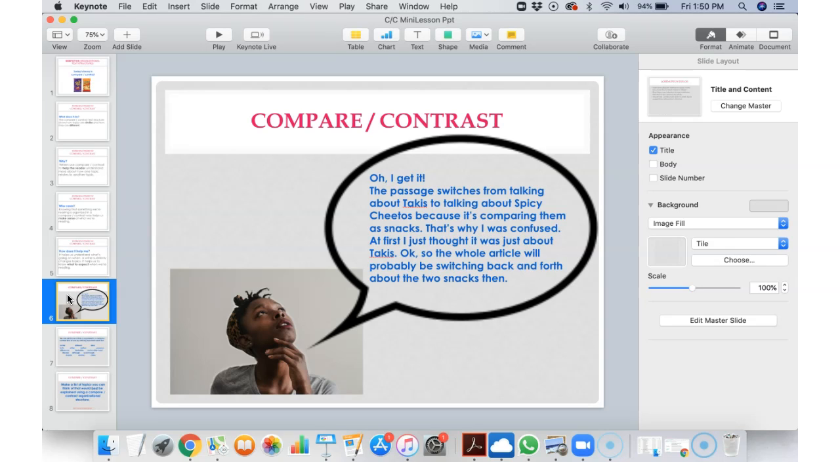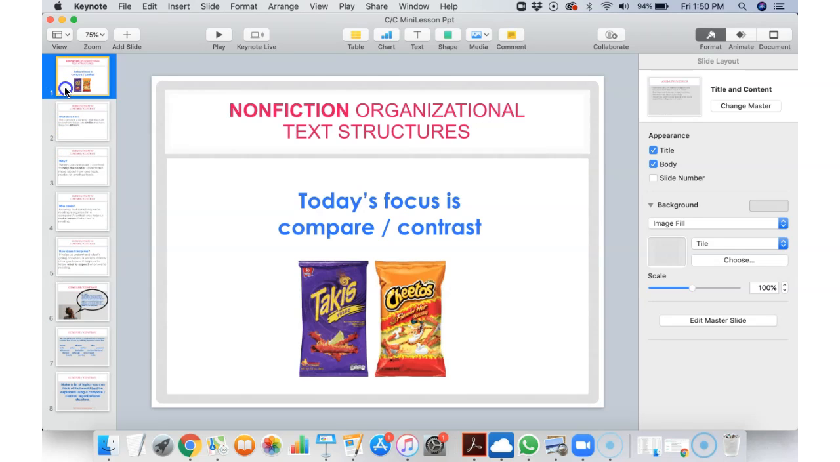So you might be thinking, oh, maybe that's why I was confused. At first I just thought the article was about Takis. And so now I know the whole article is probably going to switch back and forth about the two snacks, right? Now we don't have an article here about Takis and Cheetos. This is just a hypothetical situation, but it's like those times when you're reading something, you're thinking, oh, it's an article about this, and then suddenly the writer changes, and you're like, wait, what? Where did that come from? And so if you know that the writer is going to be switching back and forth between the two topics, it's easier for you to make sense of.